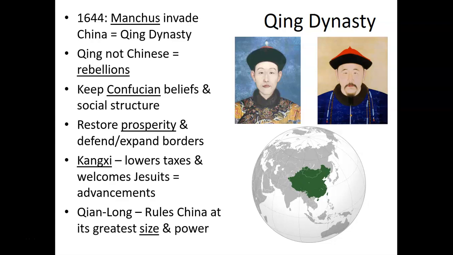Now, some important rulers during this period for the Qing are Kangxi. He lowers taxes. He opens the doors to China just a little bit, welcoming Jesuit missionaries, which means that there's more advancements in contact with the outside world, in this case Europeans. And Qianlong is able to rule China at its greatest size and power and extent, really in history, because at this time they've expanded into places that we consider parts of Russia, Afghanistan, most of Southeast Asia, Mongolia, and so forth. They're pretty big at this time under the Qing in Qianlong.